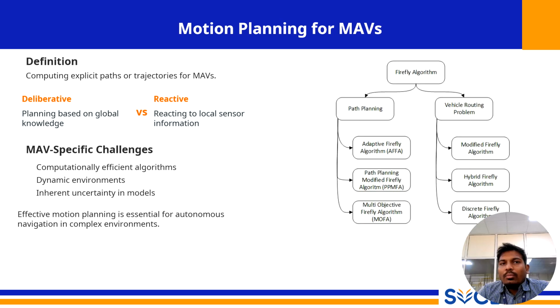Finally, a planner must be robust to the inherent uncertainty in the model. The MAV's knowledge of its own position and the location of the obstacles is never perfectly accurate, and the motion planner must be able to generate paths that are safe even with this uncertainty.